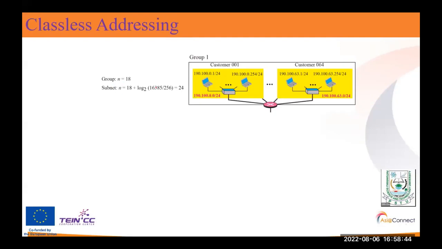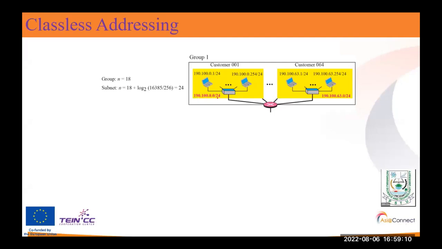So what will be the customer one subnet address? That means N equal to 18 plus log two of the total addresses in this group, 16,384, and total addresses for one customer is 256. That means the subnet would be N equal to 24.